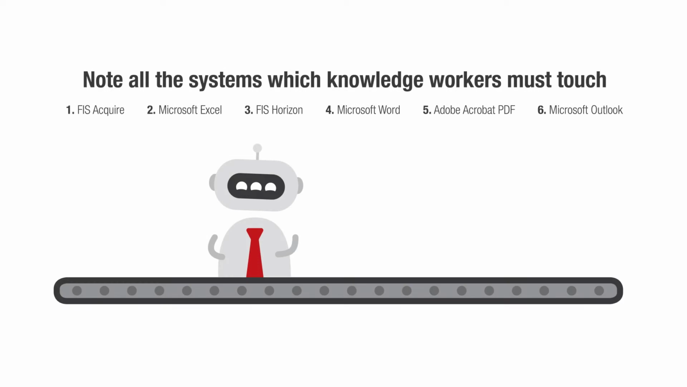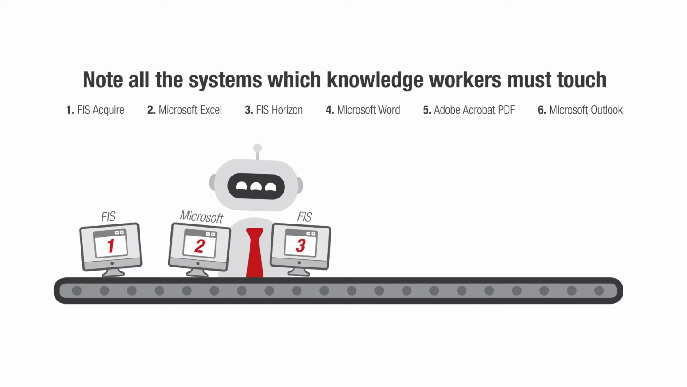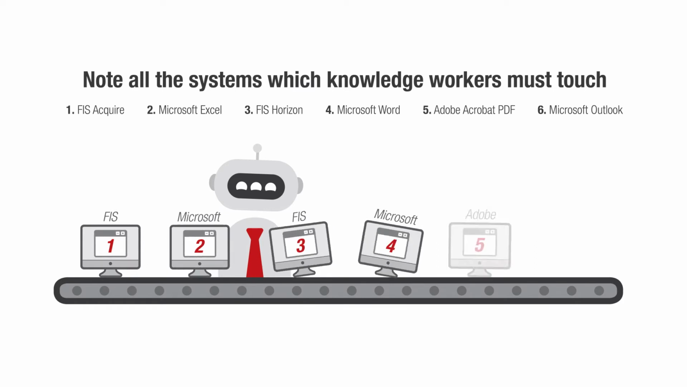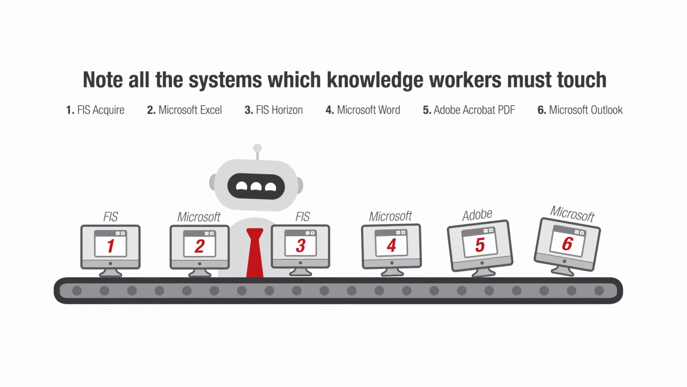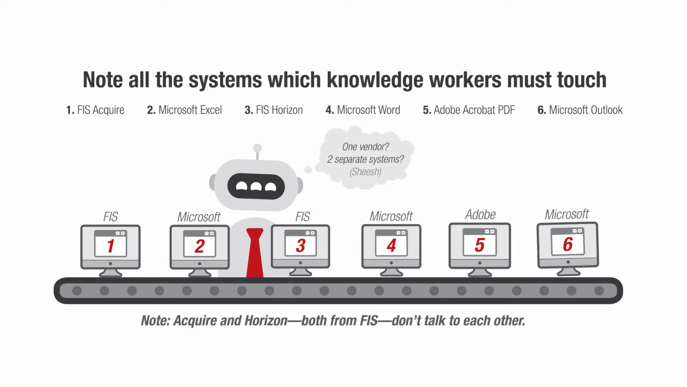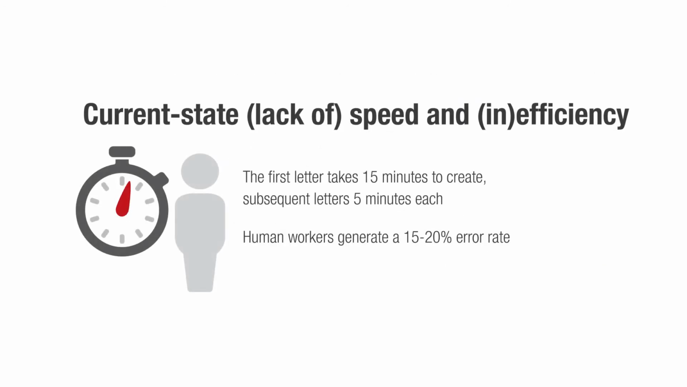Note all of the systems. In this case, there are six, which the knowledge worker must use: FIS Acquire, Microsoft Excel, FIS Horizon, Microsoft Word, Adobe Acrobat, Microsoft Outlook. Also note that Acquire and Horizon are both FIS products, but they don't talk to each other. It takes an employee, a person, about 15 minutes to create the first letter, and about 5 minutes for each subsequent letter. Employees routinely generate an error rate of 15 to 20% for this activity. Bear that in mind as we now watch the robot in action.